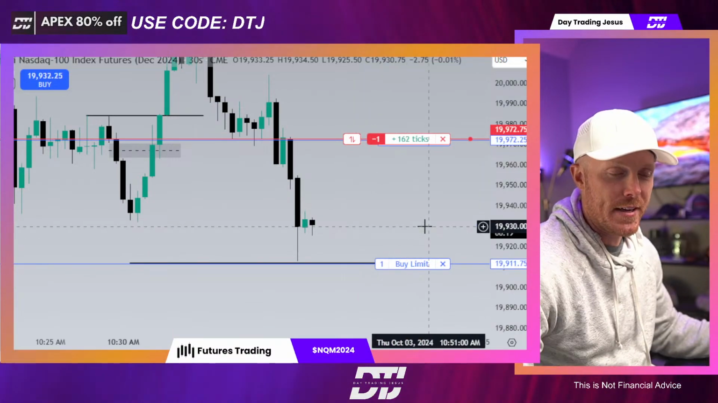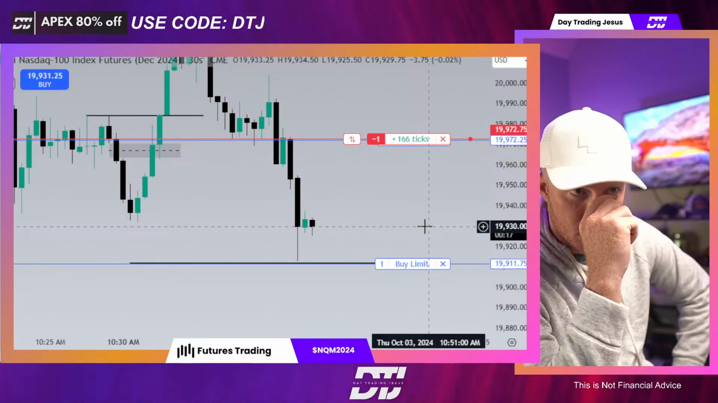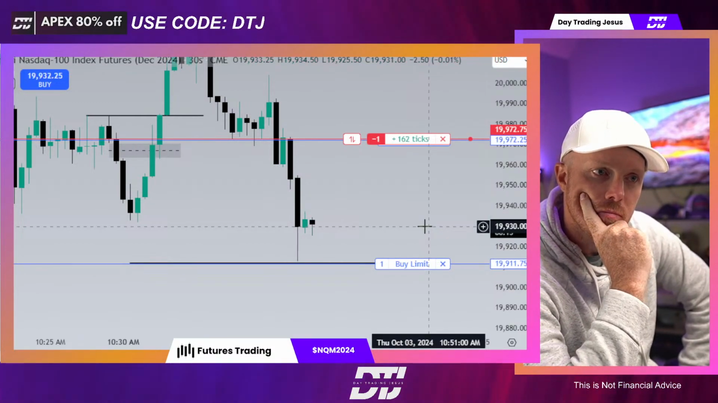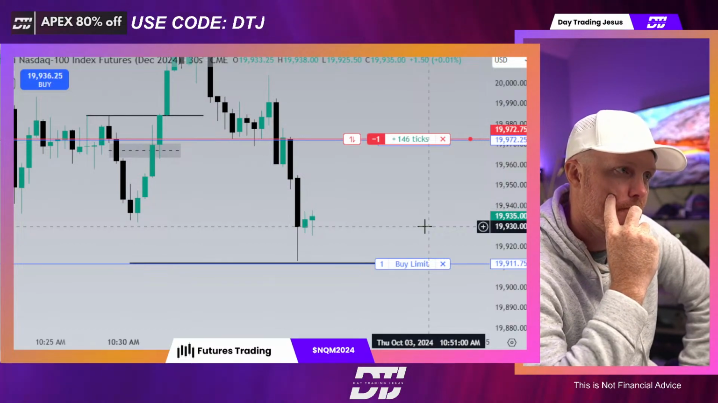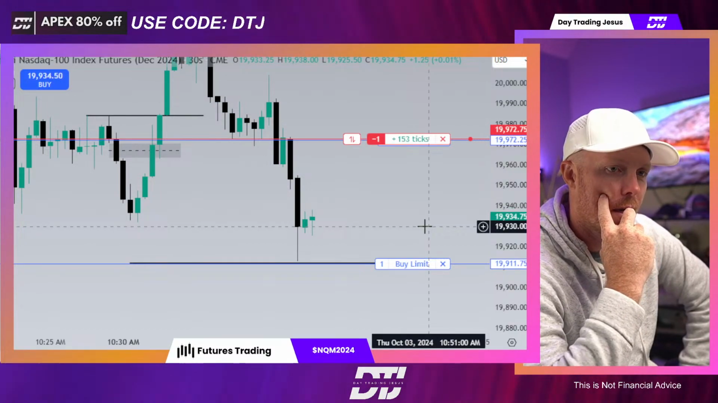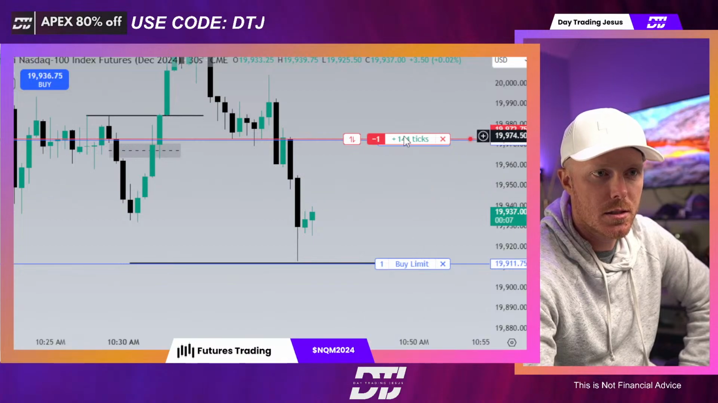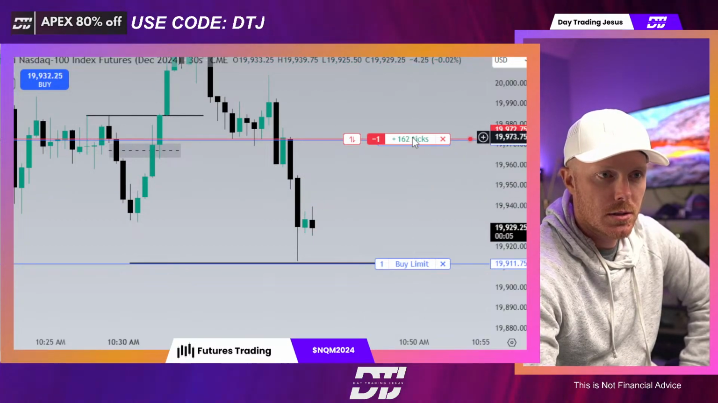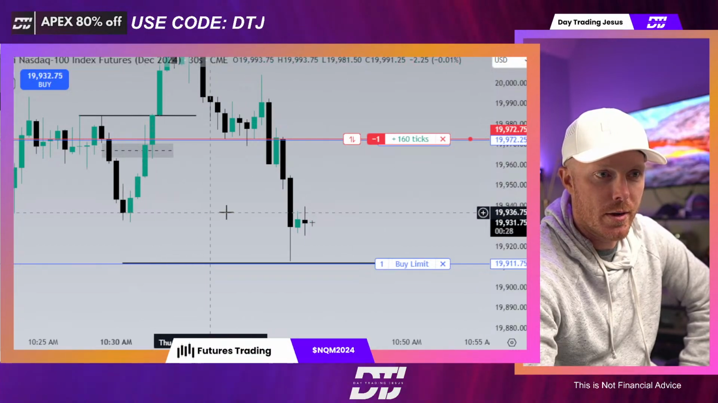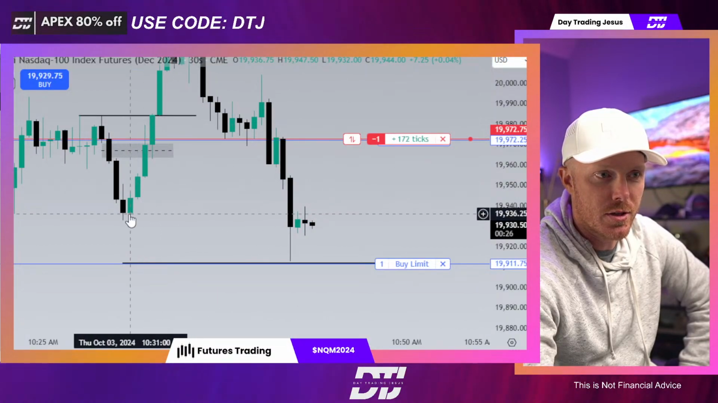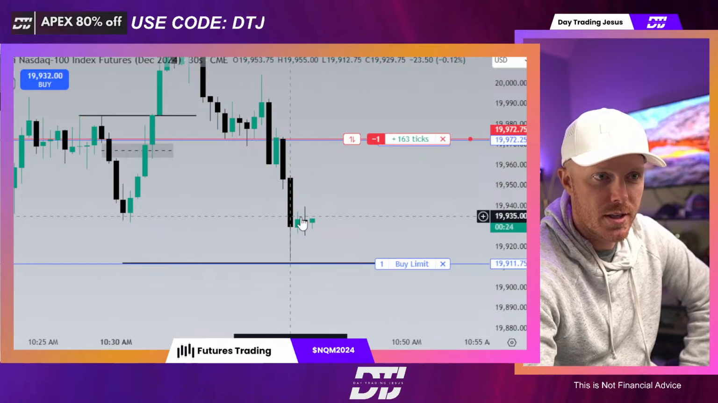Can we get another 50 handle move? Don't retrace on me. I'm gonna slap you in the face. Come on. This is allowable. We got resistance right here. We just ran this low. That's okay.